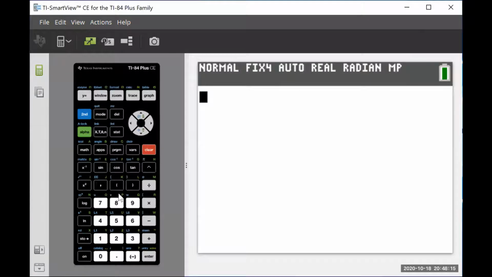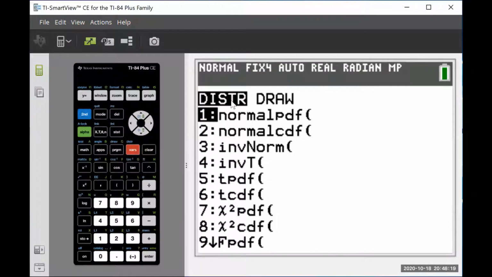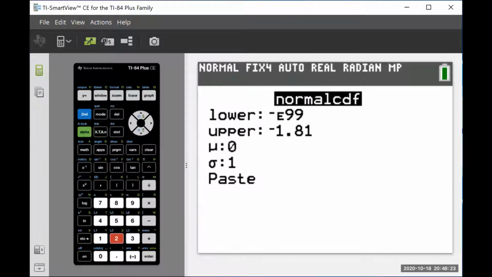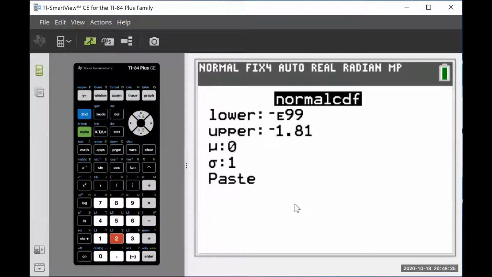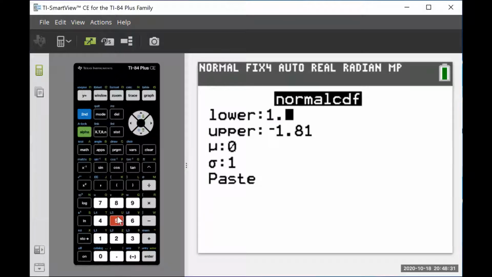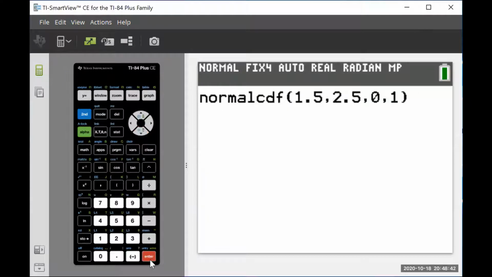So in our TI-84 calculator, we go to second and vars to access the distribution. We are looking for normal CDF, which is number 2. And once we get to this window, we fill the information. Lower boundary for this area is 1.5. Upper boundary is 2.5. Mean is 0. Standard deviation is 1. Paste the information in the main screen and hit enter to execute.